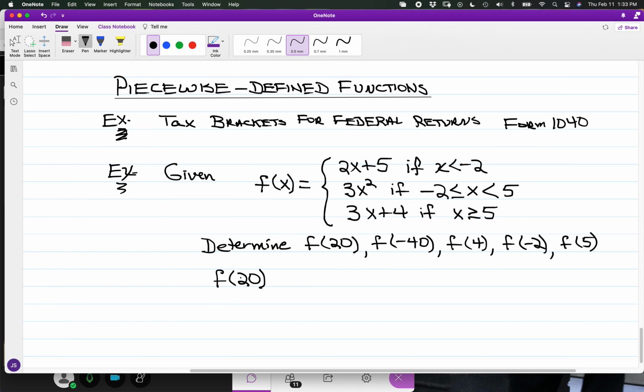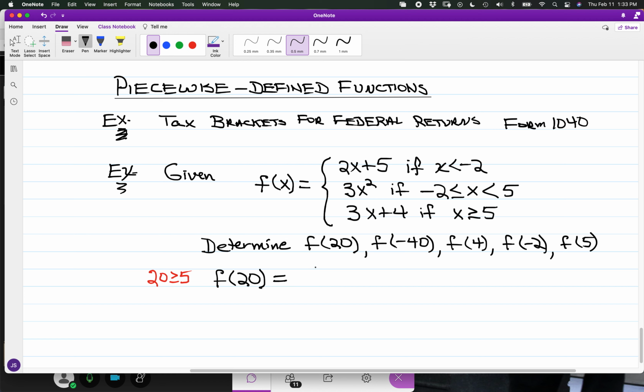So you look at your input. x is represented by 20, and which of these three functional portions we'll be working with is contingent upon how 20 fits in terms of x. So 20 is not less than 2, 20 is not between negative 2 and 5, but 20 is greater than or equal to 5. It's not equal to 5, but it does ring true with the greater than portion. So if x is greater than or equal to 5, then you're going to apply the 3x plus 4 portion.